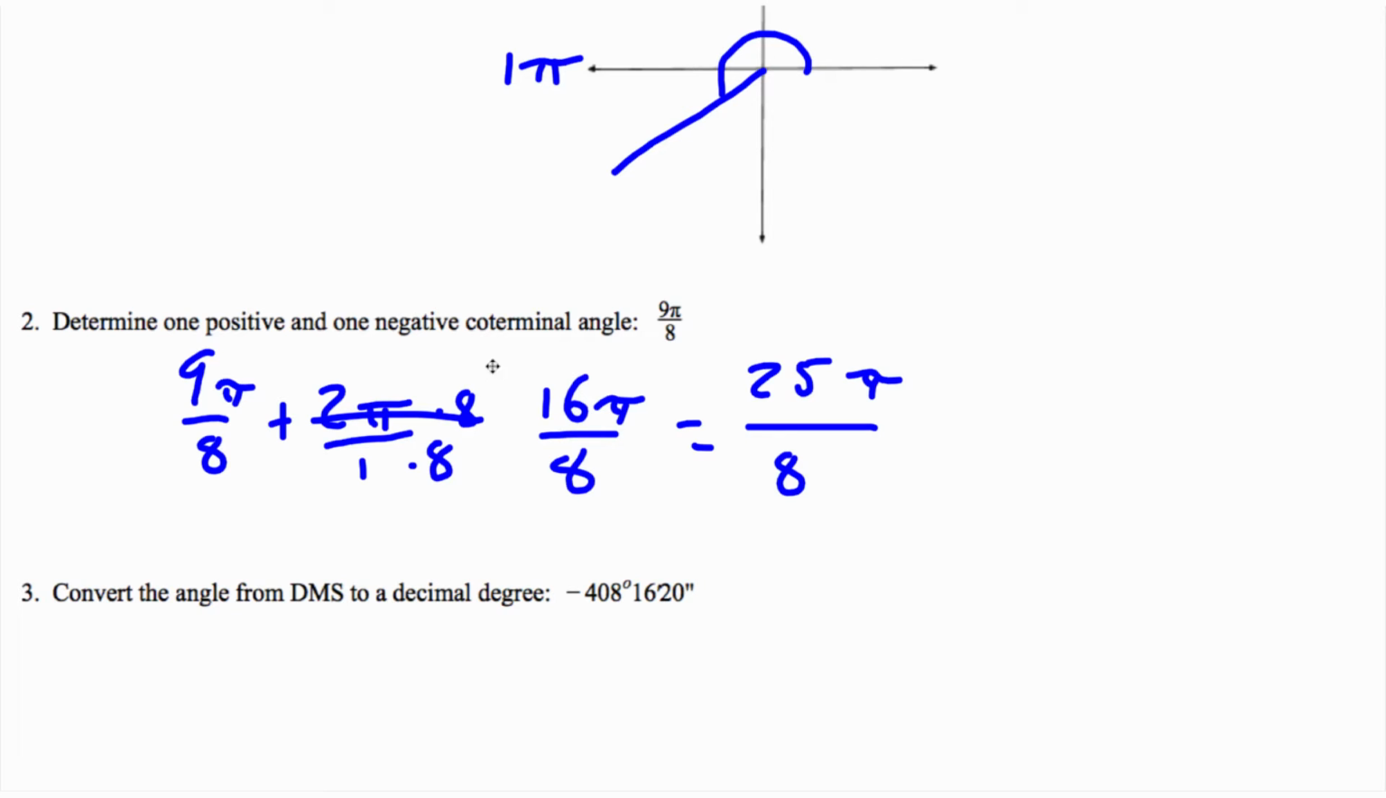Now if we're doing the negative coterminal angle, instead of adding a 2 pi rotation, we're going to subtract a 2 pi rotation. Again, we're going to need common denominators, so I'm going to put this over 1, and just like up above, it'll end up being 16 pi over 8. And then if we subtract, 9 pi minus 16 pi is negative 7 pi, and on bottom we've got 8.